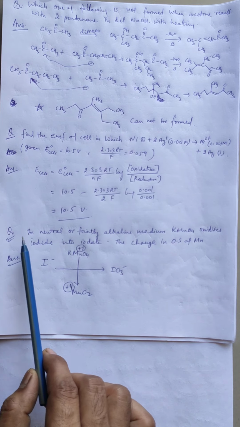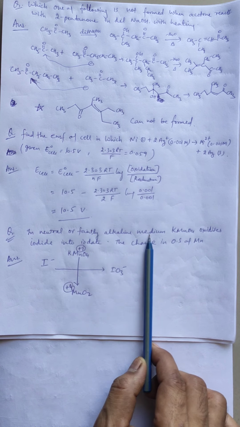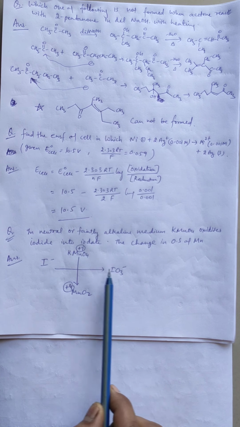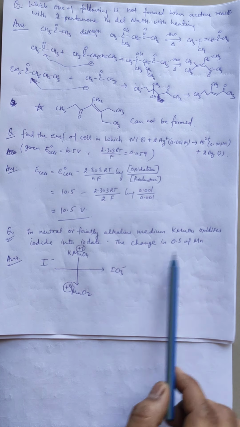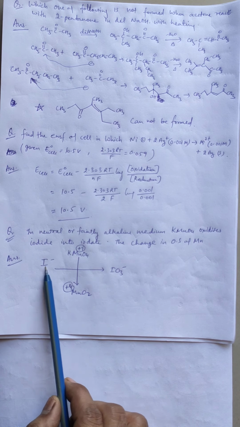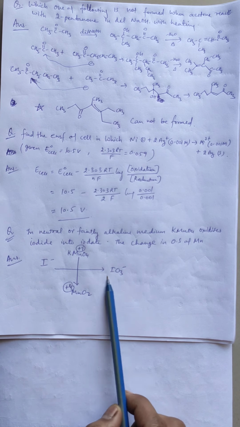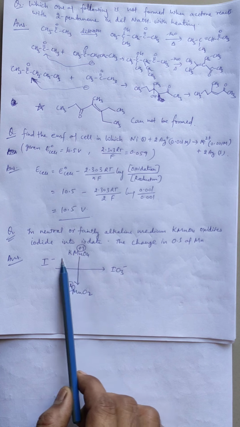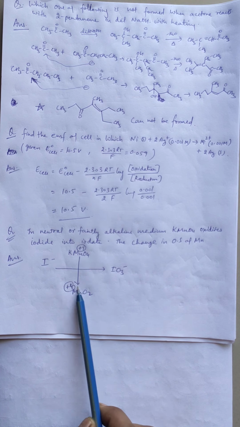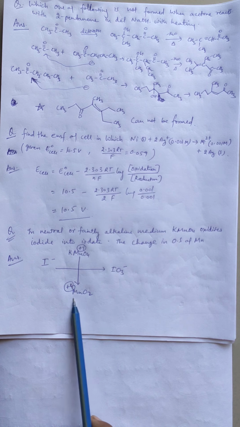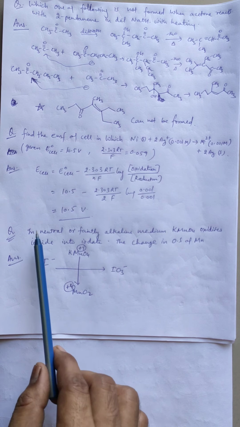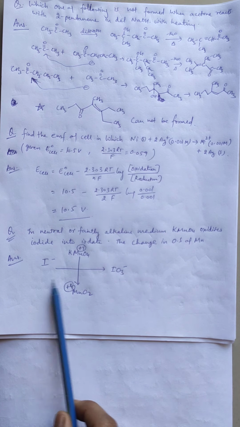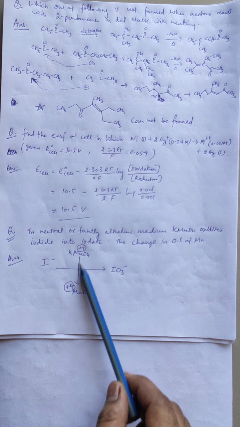Now the next question is: in neutral or faintly alkaline medium, KMnO4 oxidizes iodide into iodate. The change in oxidation state of Mn? Here iodide is going to change into iodate. It is oxidized because oxygen is going to add, right? So KMnO4 is going to be reduced, Mn is reduced from +7 to +4 because it is a neutral or faintly alkaline solution. So it is +7 to +4 change in the Mn oxidation state.